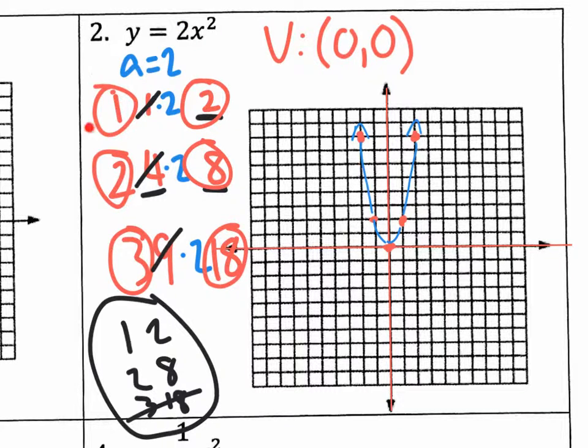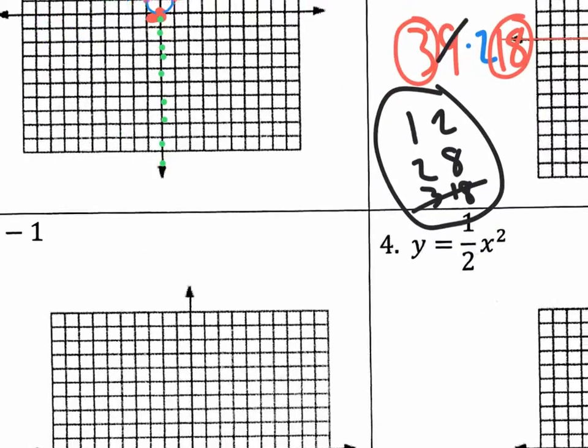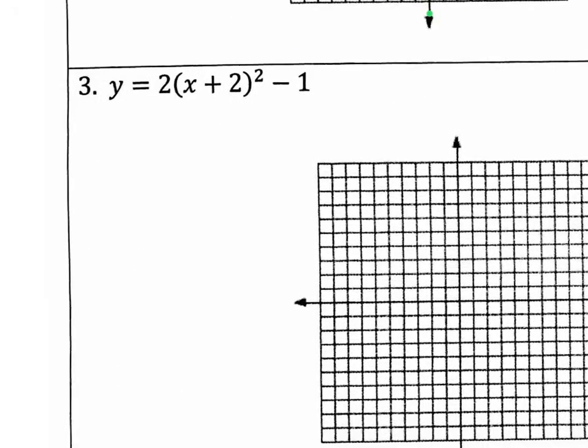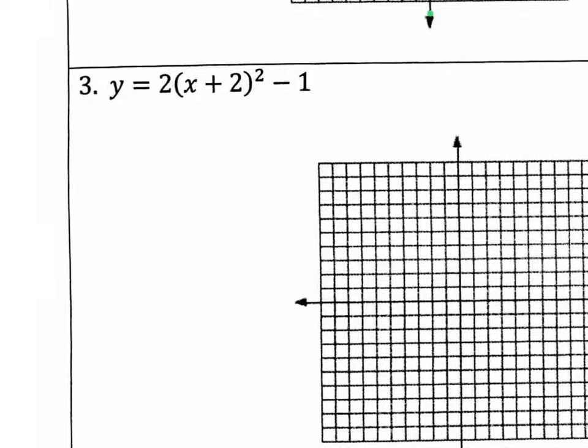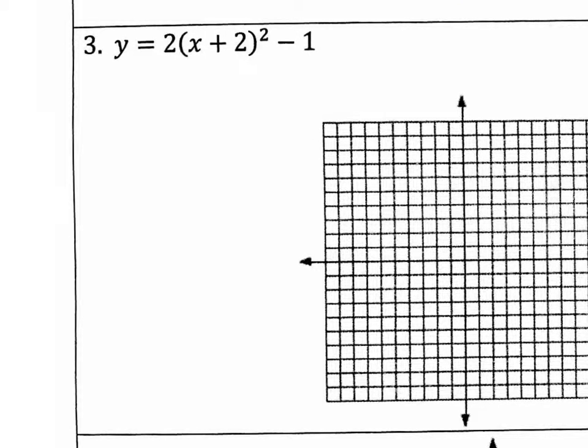So we could use a pattern 1, 1, 2, 4, 3, 9 from the vertex. However, we just have to modify it if the A value is not 1. So with that said, let's move on to number 3 right here. So looking at number 3, what is our HK value, guys?